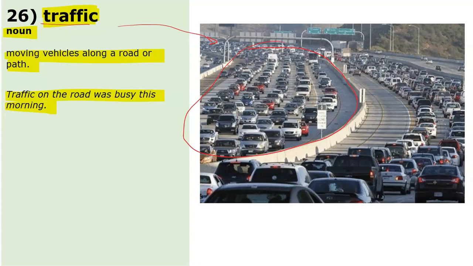But traffic doesn't mean many cars. There can be good traffic. When there's good traffic, it means there's not many cars on the road. So traffic is just the cars along a road. When there is a road and there are cars on that road, that is the traffic. Traffic can be busy, or the traffic can be good. There can be no traffic.